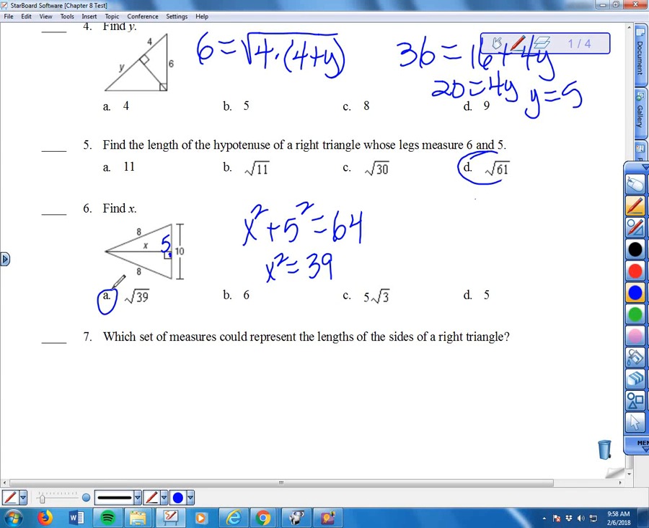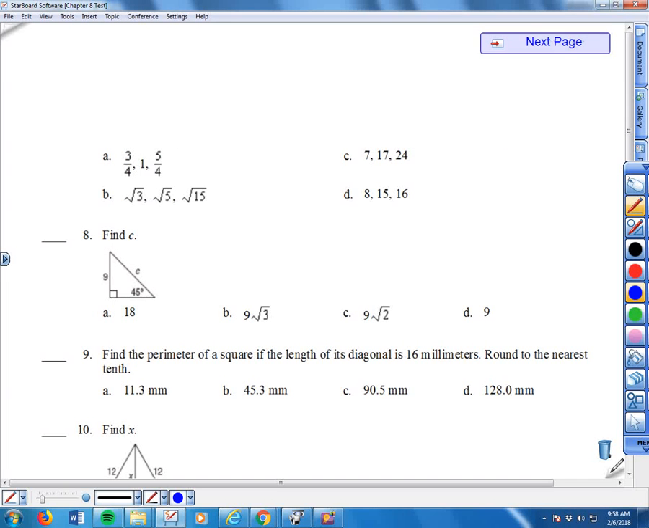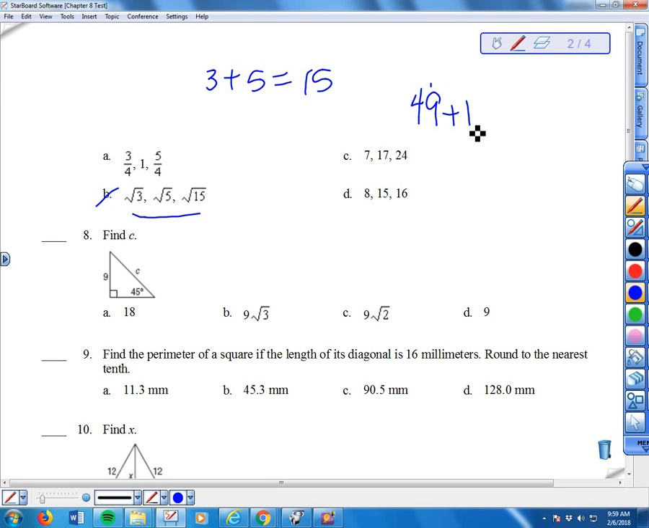What set of measures could represent the lengths of the sides of a right triangle? So all we have to do here is plug each one of the answer choices into the Pythagorean theorem and see which one works. This one's the easiest because I just square 3 and square 5 and see if it's equal to the square of 15. It's not, so it's not this one. This one, if I square 7 and square 17 and see if that's equal to 24 squared, it's not. Here, 8 squared plus 15 squared is not equal to 16 squared, so it's A.